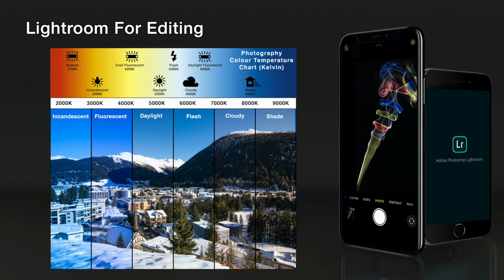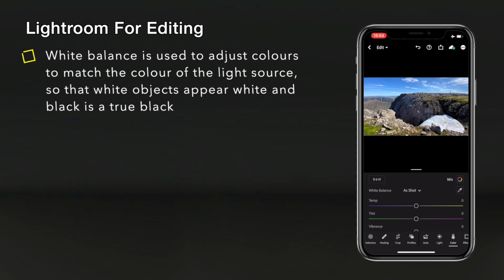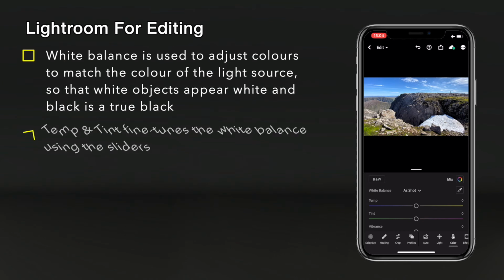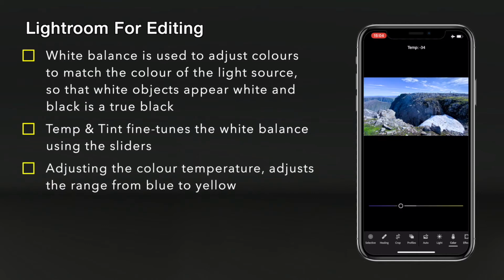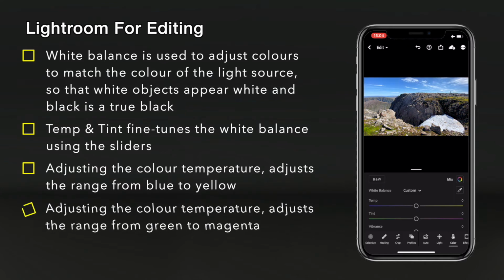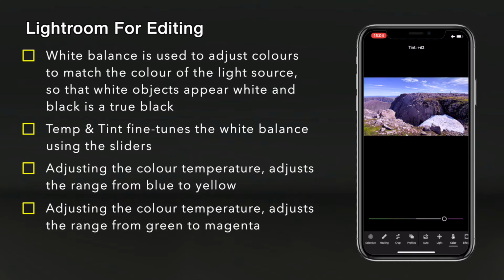In this graphic I've produced, it gives an overview on how colour temperature is made up and what it looks like, and how it's measured by a rating scale called Kelvin. Now we go into the temperature and tint, and this fine-tunes the white balance using the temperature and tint controls. So for the temperature ranging from the blues going through to the yellows, and for the tint going from the greens through to the magenta.